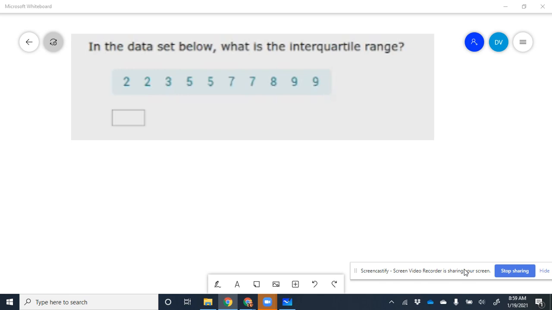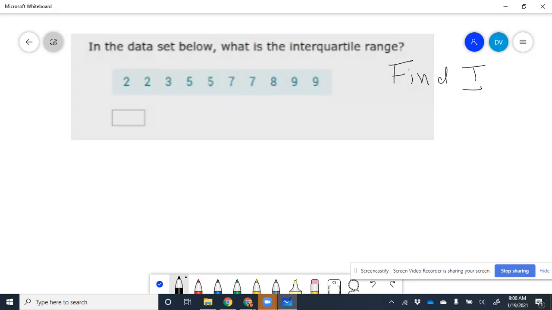Okay, this problem asks us to show how to find the interquartile range. We will usually use an abbreviation for that, by the way. I'm just going to write it here. We usually just call it IQR, an abbreviation for interquartile range.